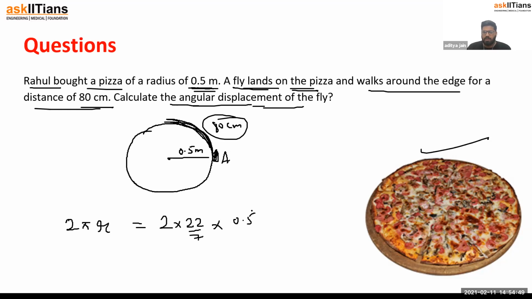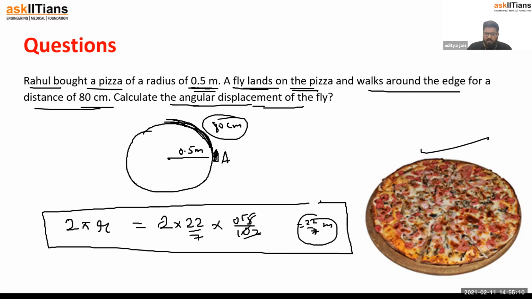Radius is 0.5. Yes or no? Clear? 0.5 means 5 divided by 10, which is 1 by 2. So it will be 22/7 meter.